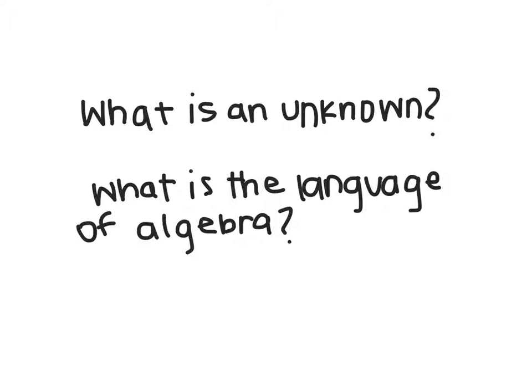So, the first question is going to be, what is an unknown? An unknown is an unknown number represented by a letter, which is also known as a variable. So, an example would be like x, because we don't know what it represents. Well, it represents a number, but we don't know what number it represents yet.